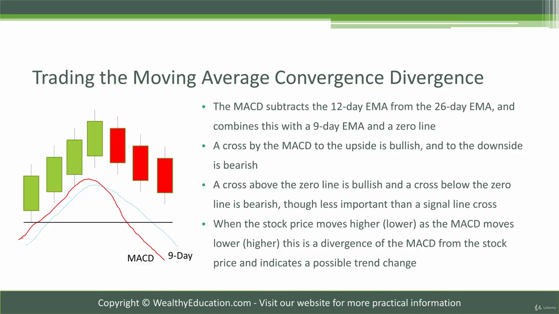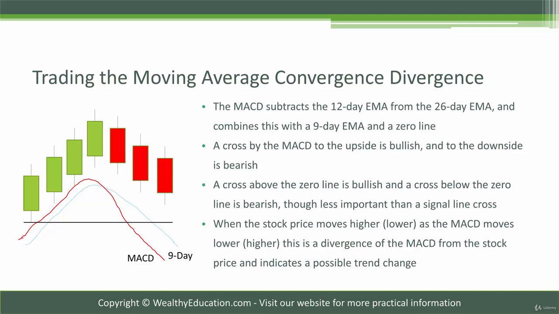A cross by the MACD of the 9-day line to the upside is bullish, and a cross down is bearish. A cross above the zero line is bullish, and a cross below the zero line is bearish, though crossing the zero line is less important than an actual cross of the MACD and the 9-day.